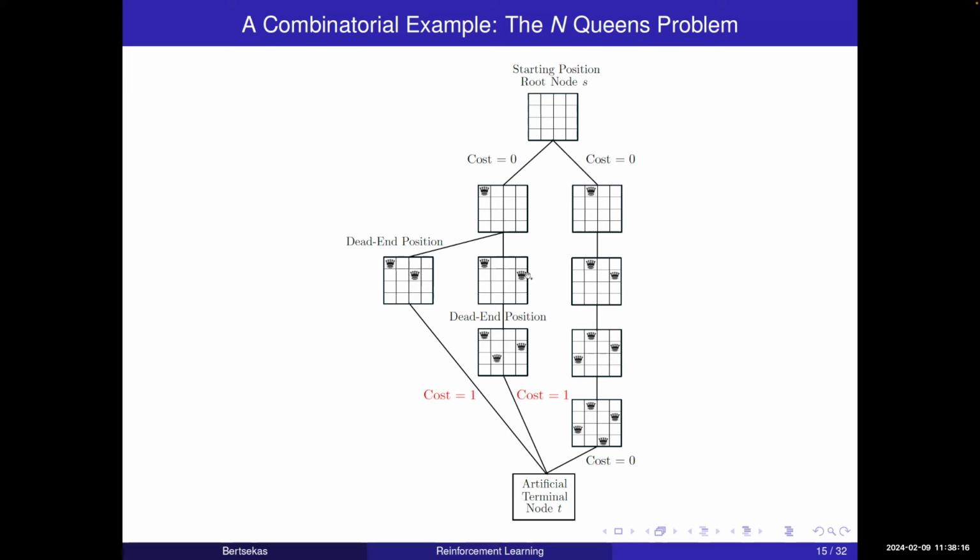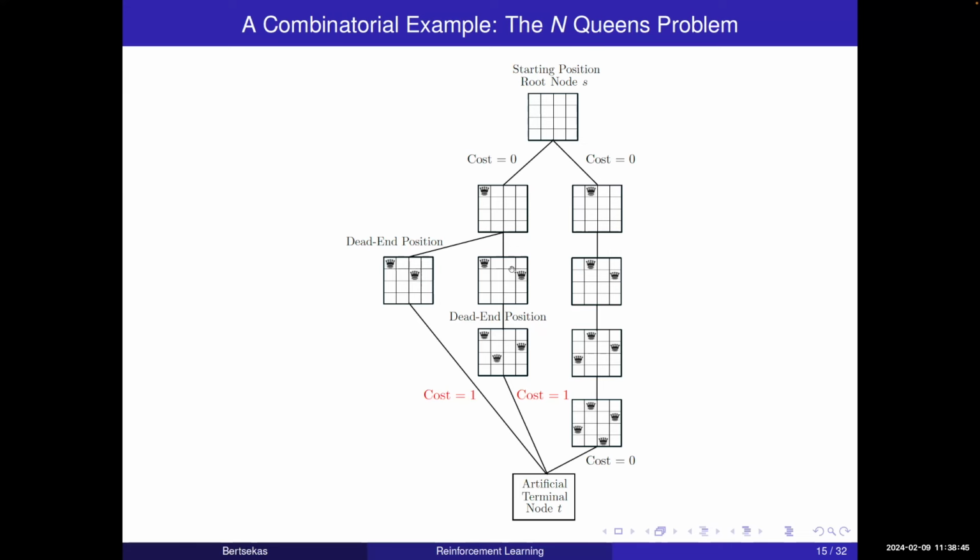If I put it in this option, then when I go to try to assign a queen to row three, I see that there's no place that I can place a queen that is not threatened by some other queen. So we call this a dead end position, and we assign it a high cost. From this position, there's no way to complete the variable assignment such that you get a feasible N queens assignment. Okay, so that's a dead end. We give it a high cost. In this case, one is sufficient.